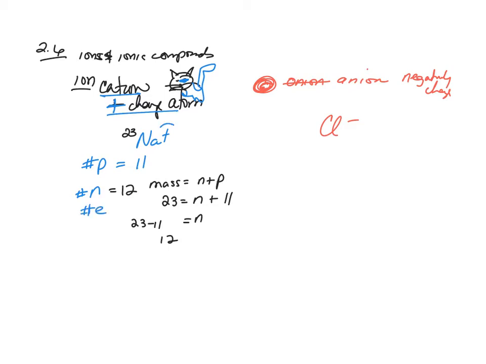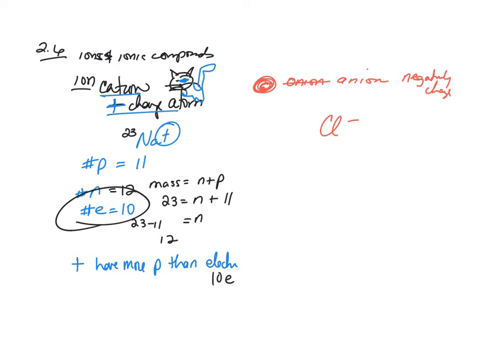Now the number of electrons. We have a charge. Okay, so since it's positive, it has to have more protons than electrons. And it better have 1. So it would have 10. So it'd have 10 electrons and it has 11 protons. And so that extra 1 will give it a positive 1 charge.